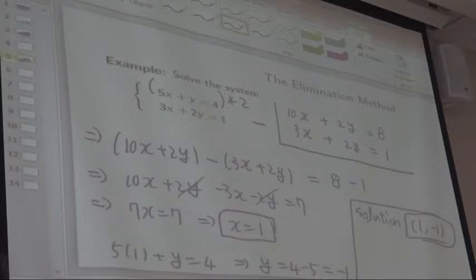So that is the elimination method. We eliminate the y component. Now we can eliminate the x component if we like. So, any questions so far? Is that too simple for you?